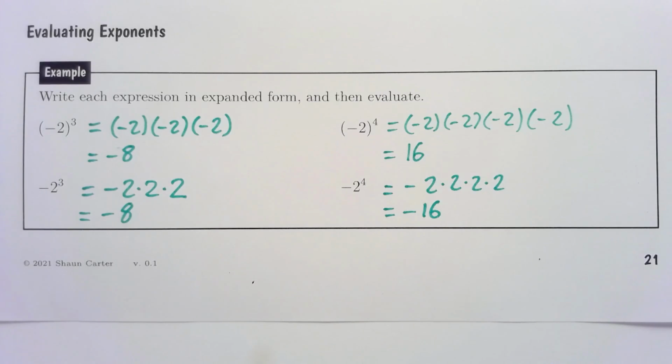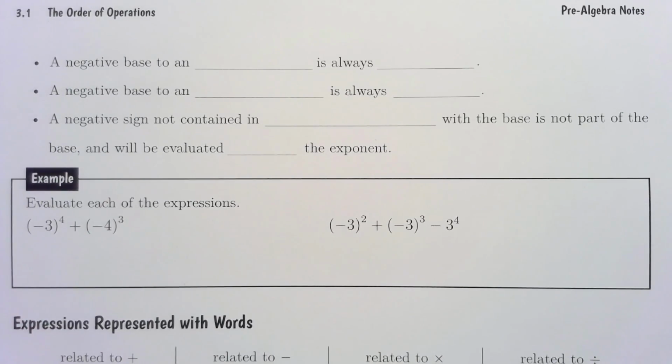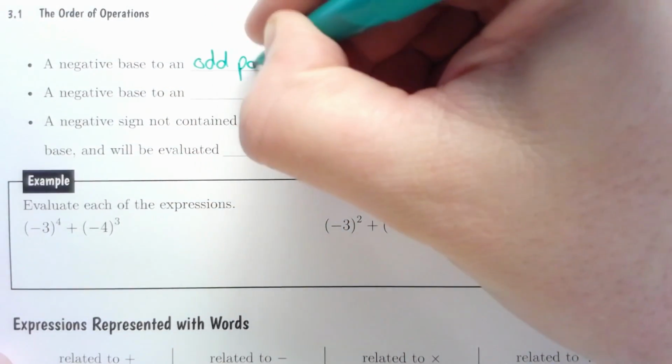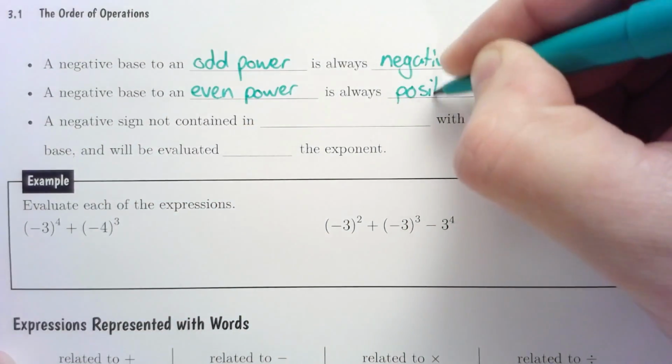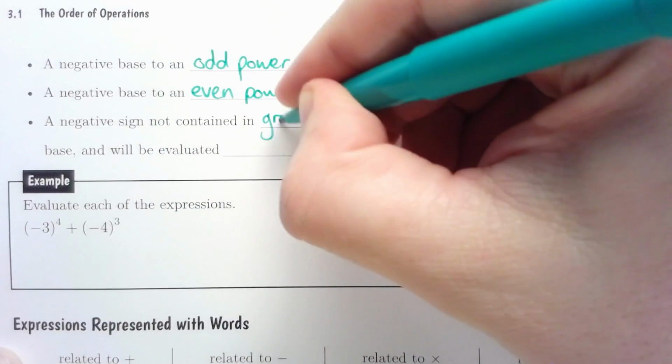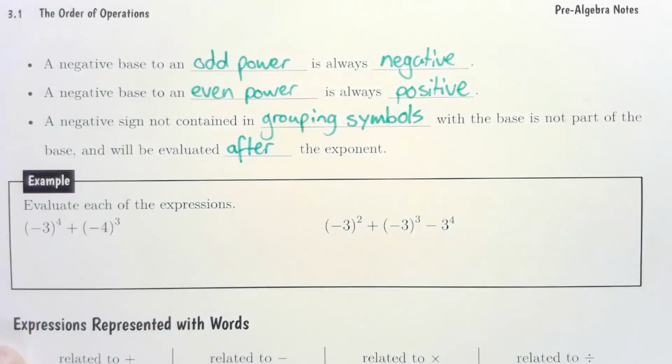The reason for the difference is that 3 is an odd number and 4 is even. Each time we multiply by a negative number, the value alternates between positive and negative. If we do that alternating an odd number of times, we're going to get a final value that's negative. But if we do it an even number of times, we'll get a value that's positive. In general, a negative base to an odd power is always negative. A negative base to an even power is always positive. But if a negative sign is not contained in grouping symbols with the base, it's not part of the base and will be evaluated after the exponents.